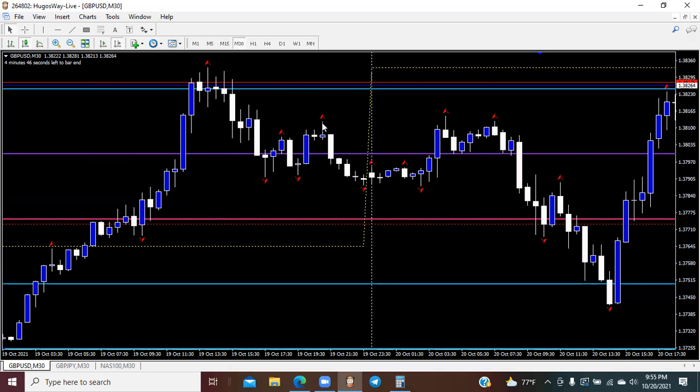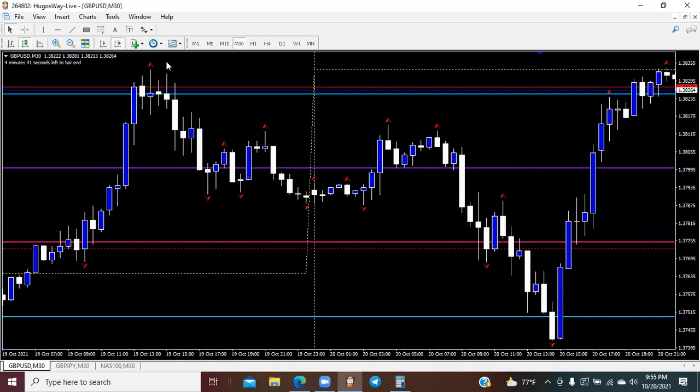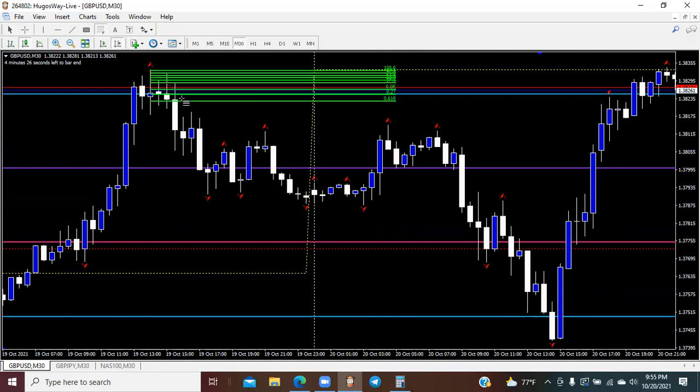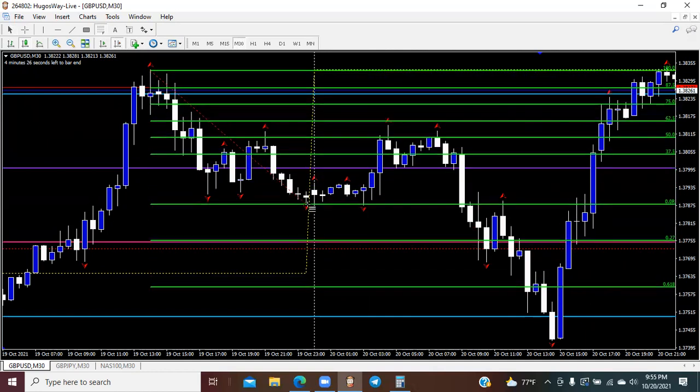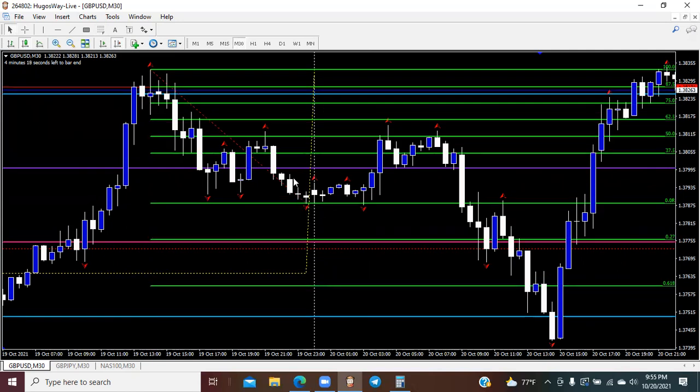So we have a divergence, and we also broke structure because we broke these lows. For me, like I said, when price breaks structure and we break two lower lows or two lower highs, I use the fib tool. So I take my fib from that high to that low to see what type of retracement you get. And as you can see, price came up and retraced to the 50, creating a higher high here. Price just didn't want to pass the 50%.